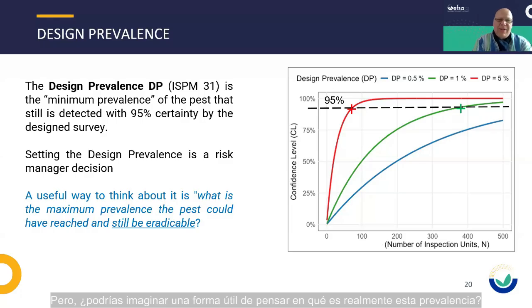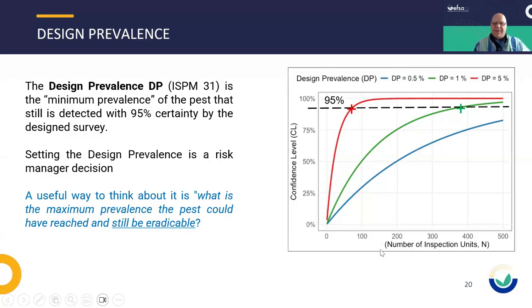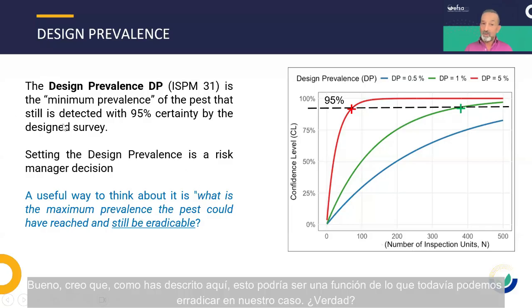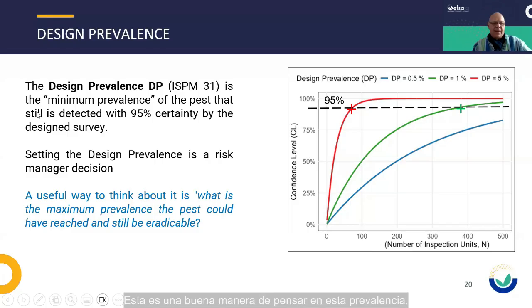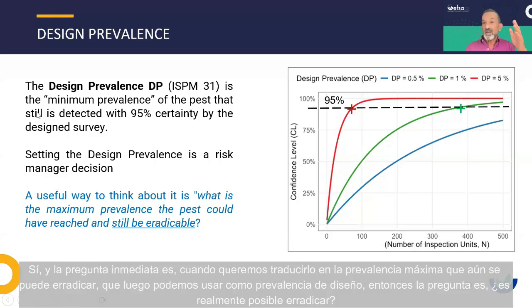But could you imagine a useful way to think about what this prevalence actually is? Well, I think as you have written here, this could be a function of what we can still eradicate in our case, right? Yes. It would be a nice way of thinking of this prevalence instead of the 2%. Yes. And the question immediately is, when we want to translate it into the maximum prevalence that still can be eradicated, that we then can use as design prevalence, then the question is: is it actually possible to eradicate Bactrocera zonata?